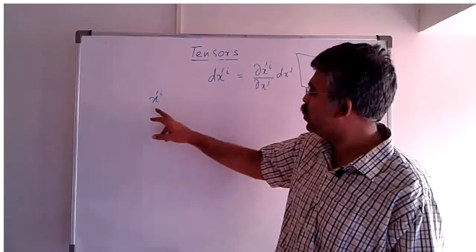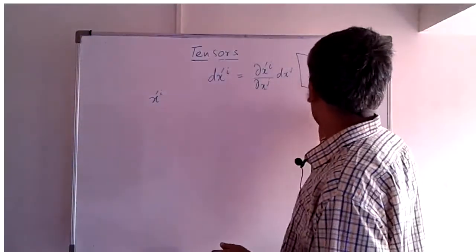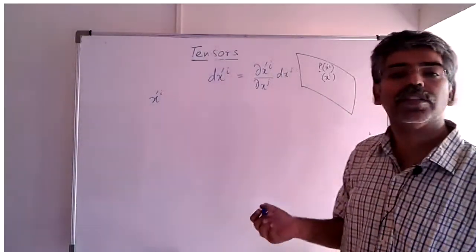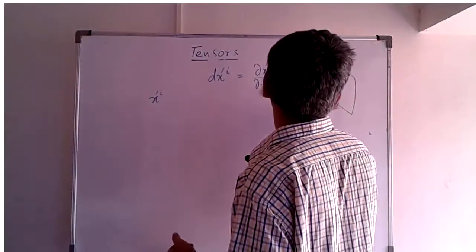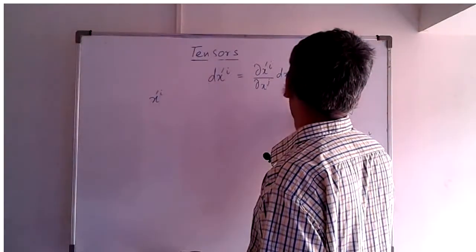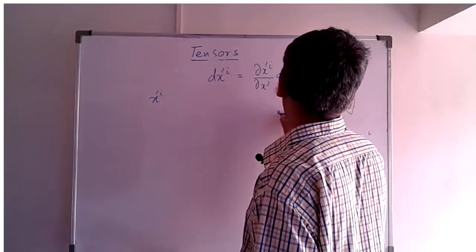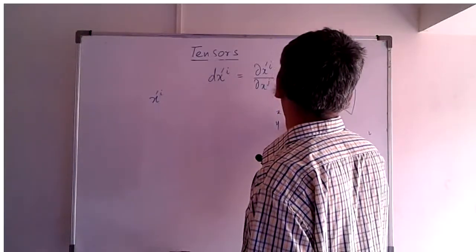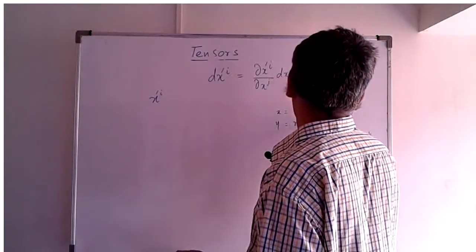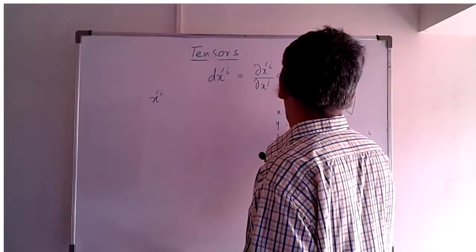So every x will have a transformation rule between spherical and Cartesian. So it's r sine theta cos phi, that is x. What is y? r sine theta sine phi. What is z? r cos theta.